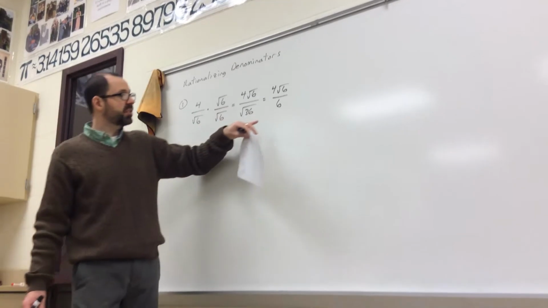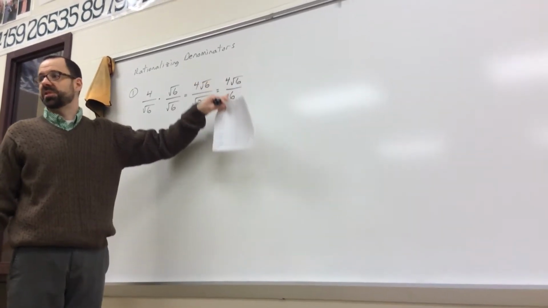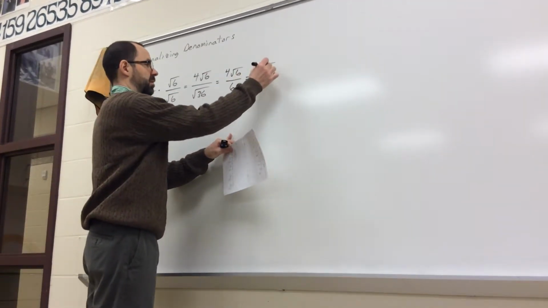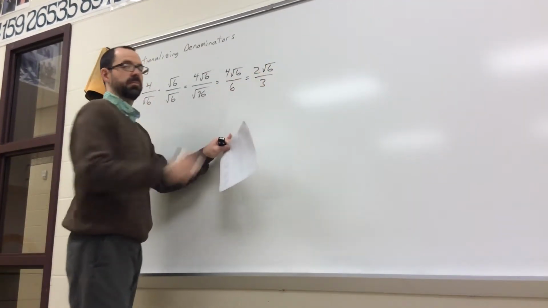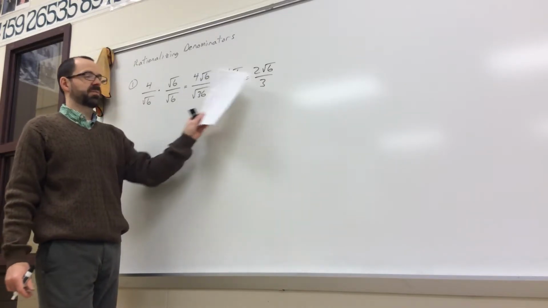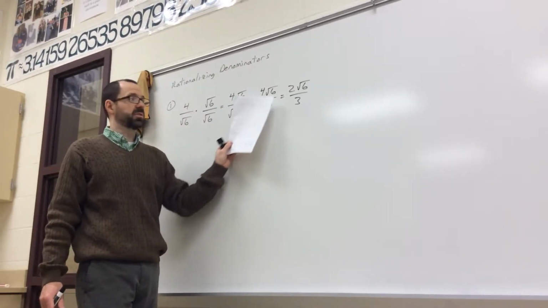All right, and you can do one more thing because 4 over 6 reduces. It reduces to 2/3. So all I did from that step to that step is divide everything by 2 to reduce the fraction.